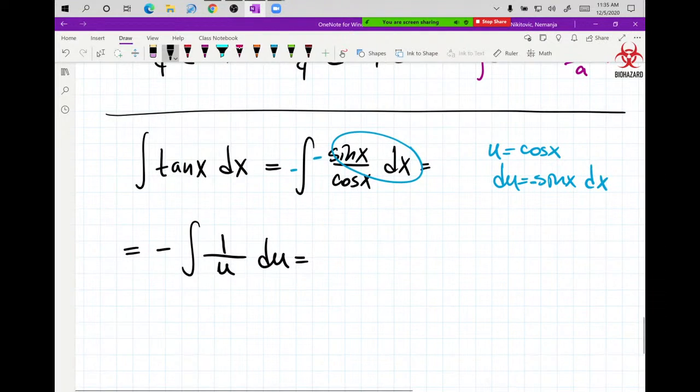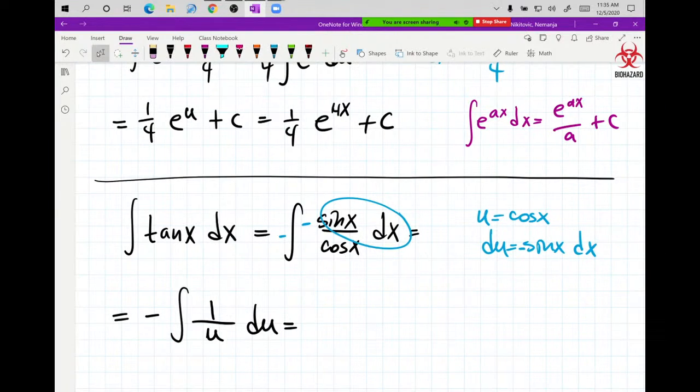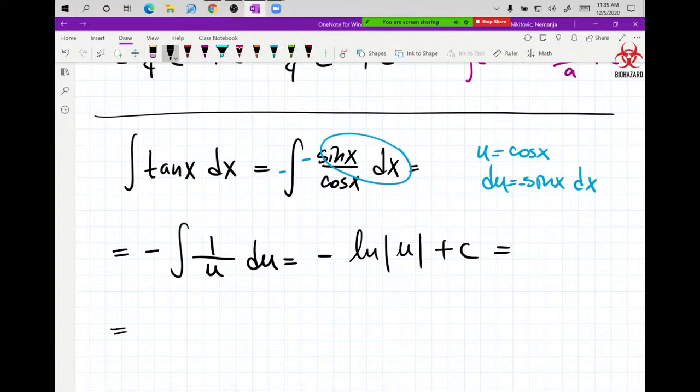Absolute u plus c, yes. Absolute value has to be there. So negative ln of absolute u plus c, and then we plug back our cosine in there.